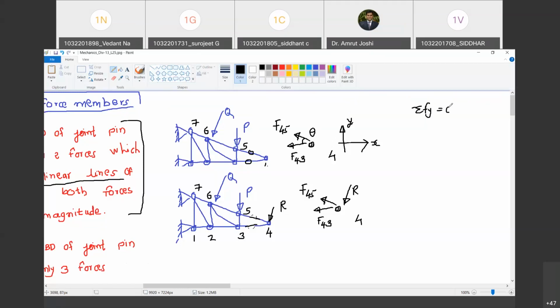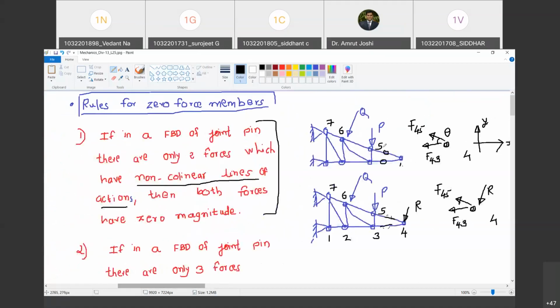Now tell me, what will it be? Summation F equal to F45 sin theta equals 0. It must be 0. So if it has to be 0, there are only two options: either F45 should be 0 or sin theta should be 0. Do you agree with me? Yes, sir. Sin theta can be 0 when either theta is 0 or theta equals 180 degrees. Theta equal to 0 or 180 degrees would make these two forces collinear. So that is not the case, so theta cannot be 0.